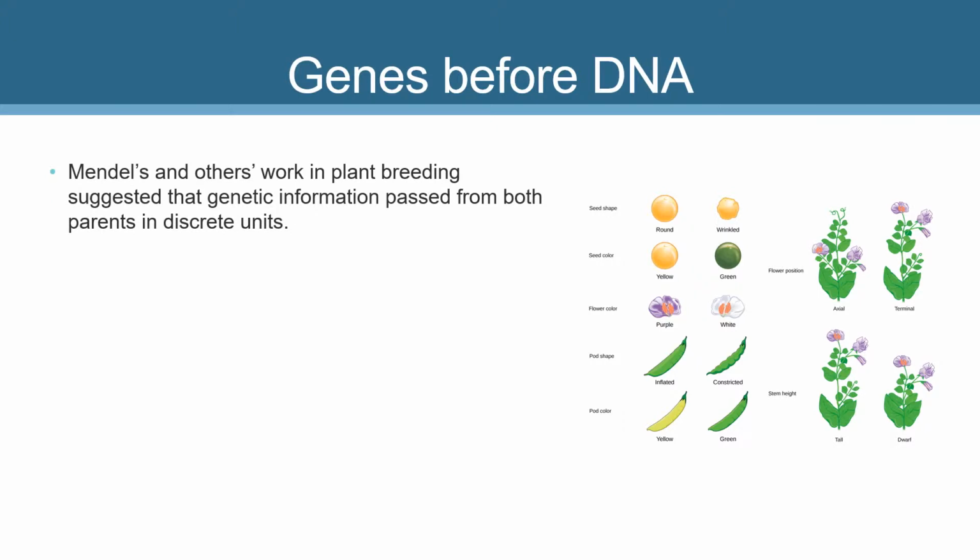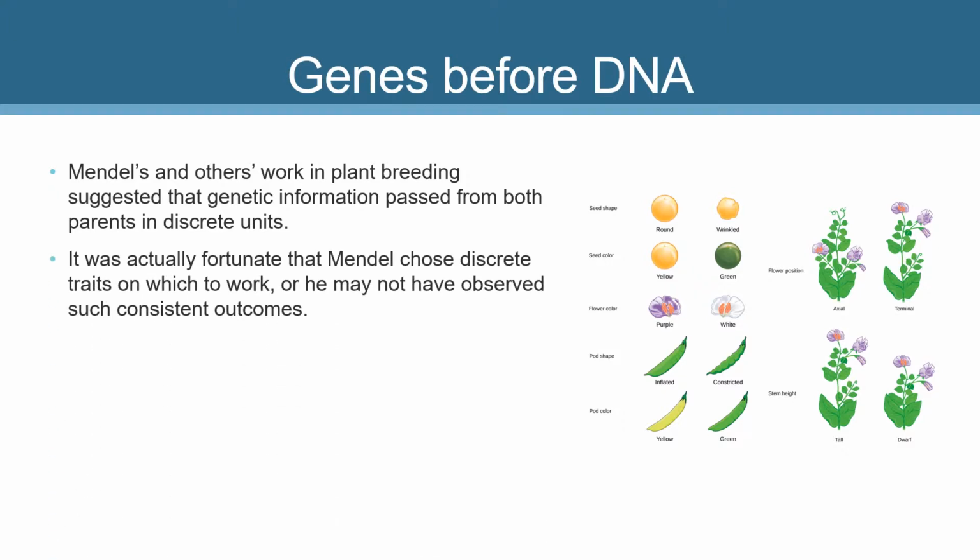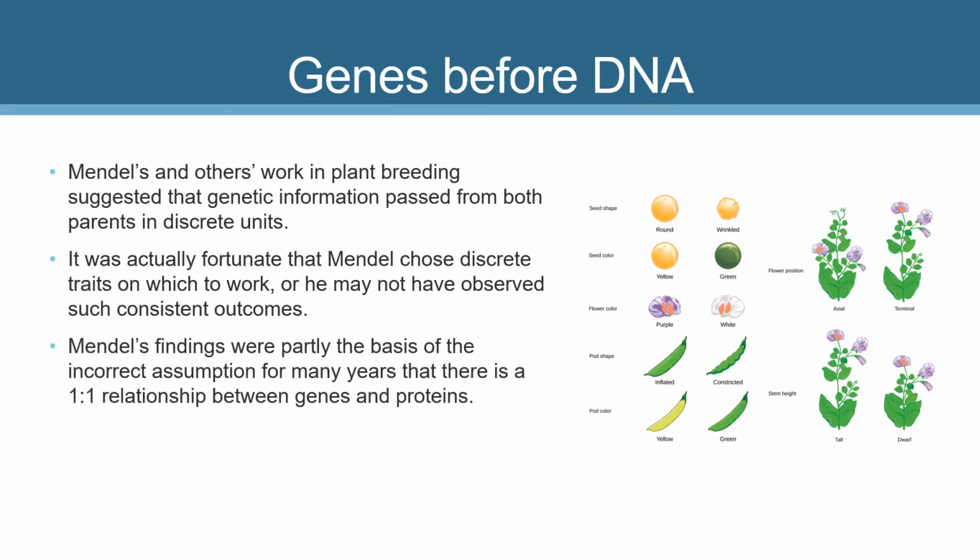Contrary to Darwin's hypotheses about circulating particles, Mendel's and others' work in plant breeding suggested that genetic information passed from both parents in discrete units, likely within the sperm and the egg. It was actually fortunate that Mendel chose discrete traits on which to work, or he may not have observed such consistent outcomes. Things like pea color and flower color and plant height all turned out to be driven by single genes. In fact, Mendel's findings were partly the basis of the incorrect assumption for many years that there's a one-to-one relationship between all genes and proteins.